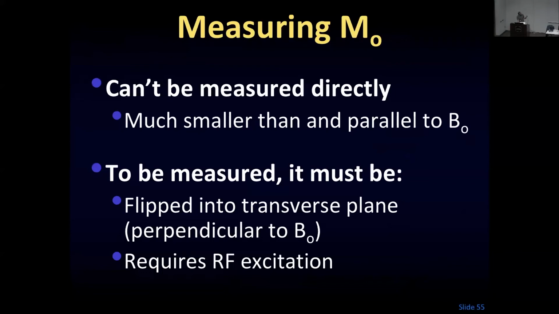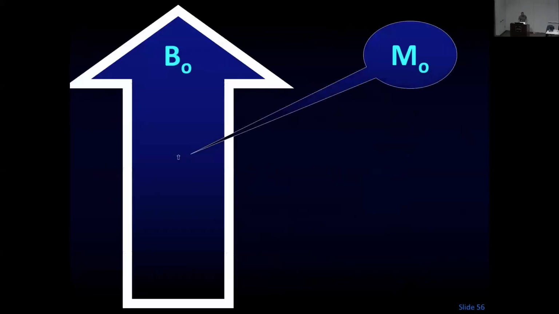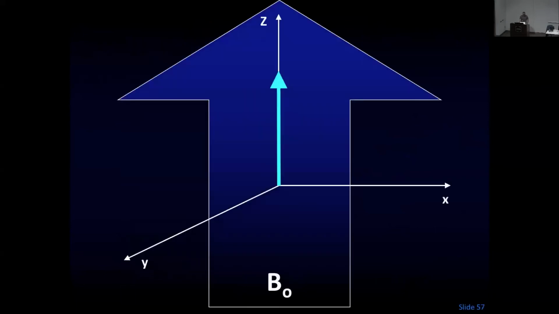And for reasons that I'm not going to get into in too much detail, flipping it is going to require a radio frequency excitation. So here's M naught, and we want, I don't know how many of you can see this, but we want to flip little M naught into the xy plane. So here's B0, and M naught is the skinny light blue arrow, and B0 is this big block arrow.